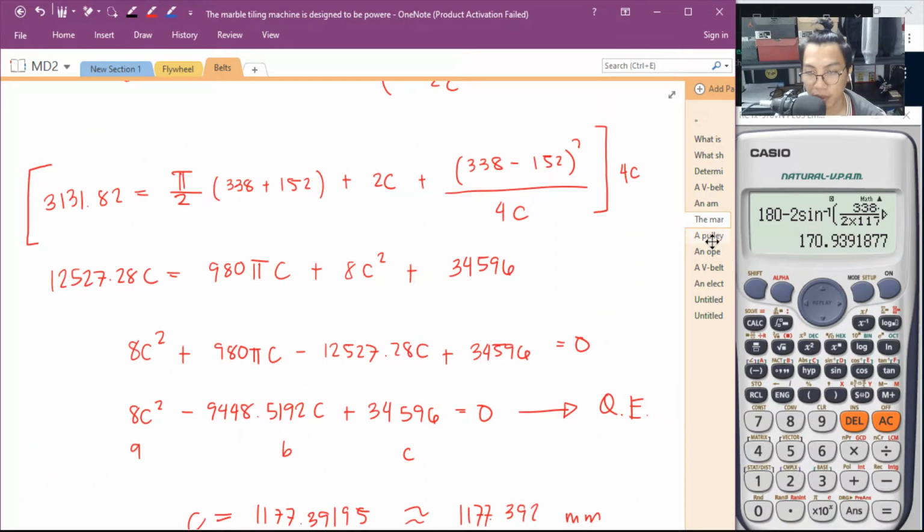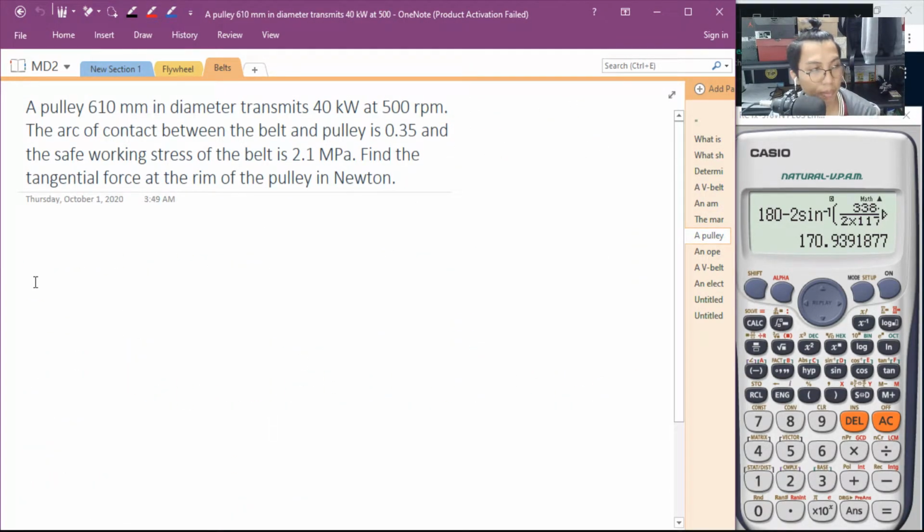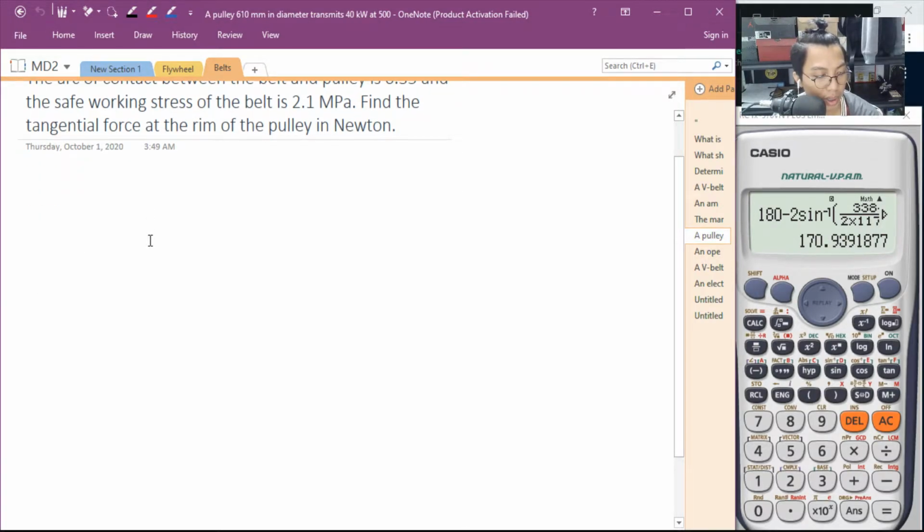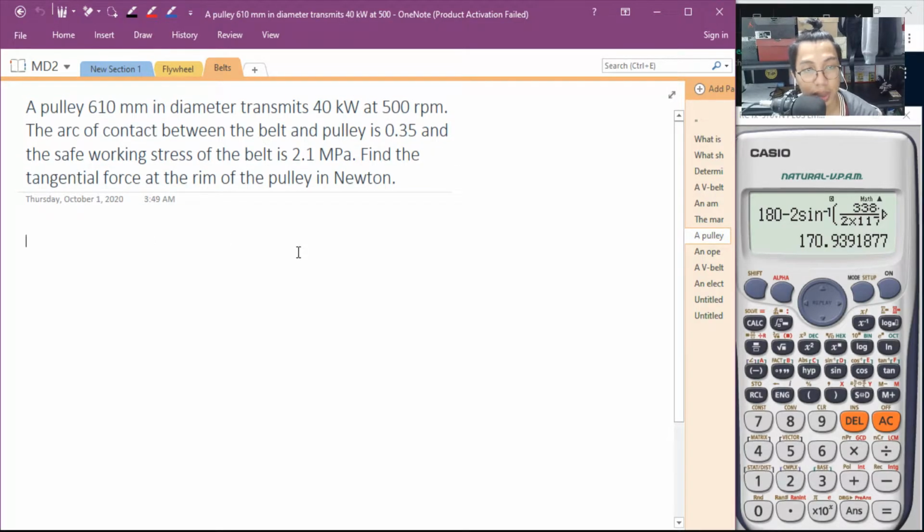So, the next problem, for problem number 7. The pulley, 610 millimeters in diameter, transmits 40 kilowatts at 500 RPM. The arc of contact between the belt and the pulley is 0.35. And the safe working stress of the belt is 2.1 MPa. Find the tangential force at the rim of the pulley in Newton. So, paano natin po makukuha yan?